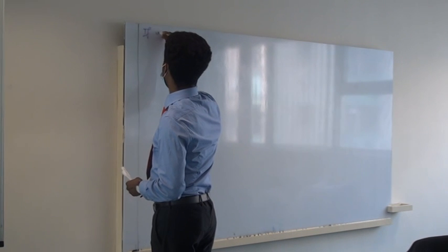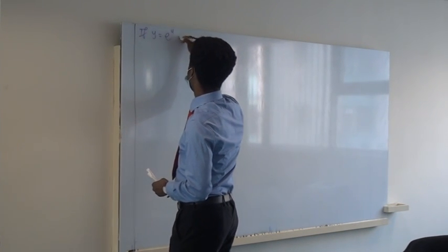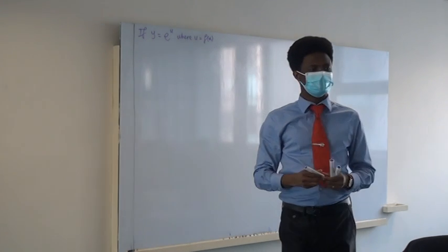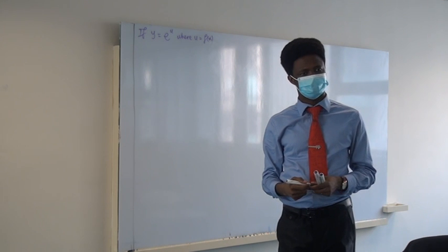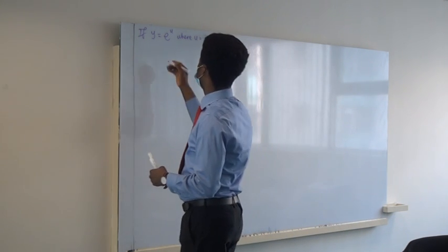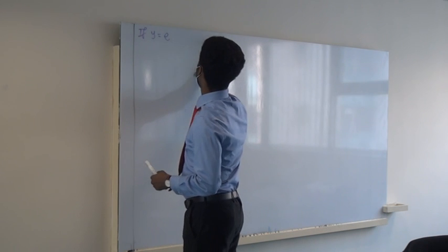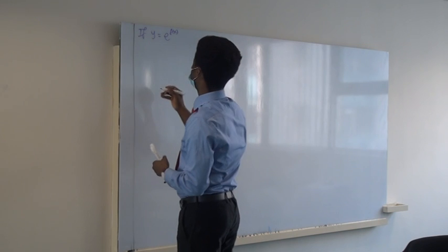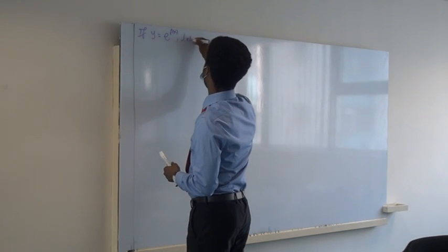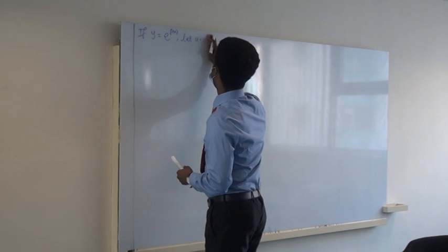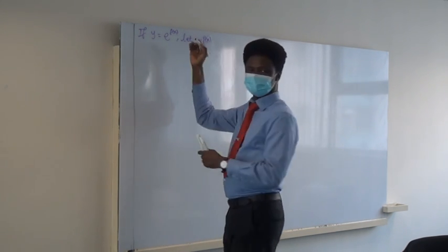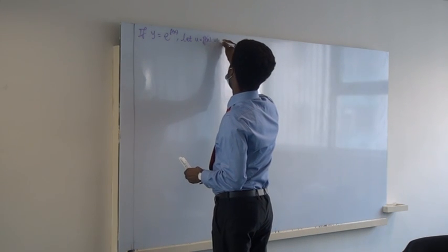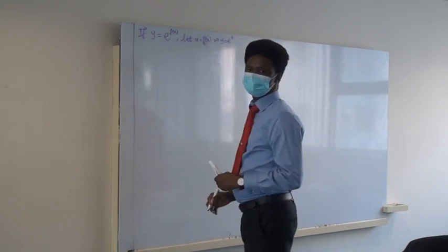If y is exponential of u, where u is a function of x, then we will apply the chain rule. Let's say y is exponential f of x. So we say let u be the function of x, which is not ordinary x in this case, so that y will be exponential u.